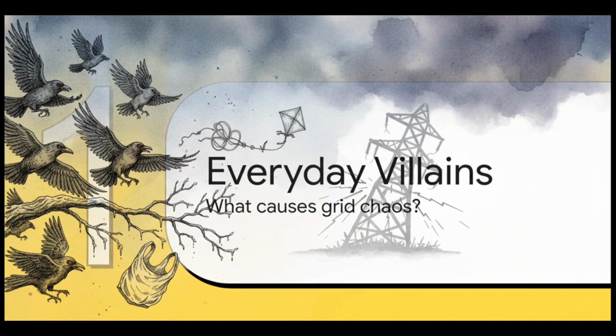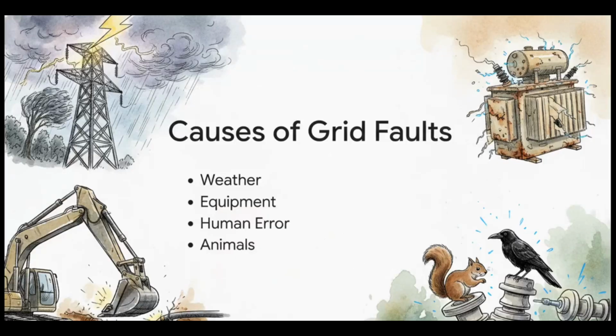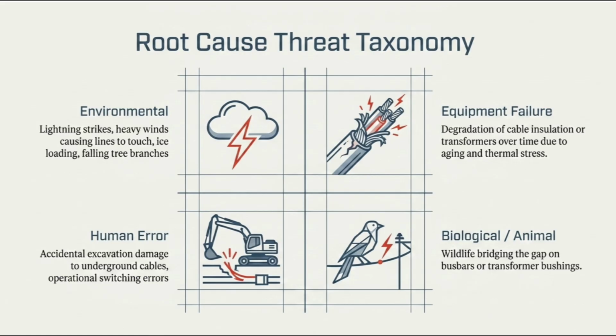Section 1. The everyday villains. What causes grid chaos? Let's look at the actual culprits that trigger these massive electrical crises in the real world. You might be surprised by what can actually bring down a high-voltage tower. Sure, we have the obvious environmental stuff. Massive lightning strikes, heavy winds throwing lines together, ice literally dragging lines down to the earth. Then there's equipment failure, just the everyday degradation of insulation over time. We've also got human error. Think accidental digging into underground cables or just simple switching mistakes.